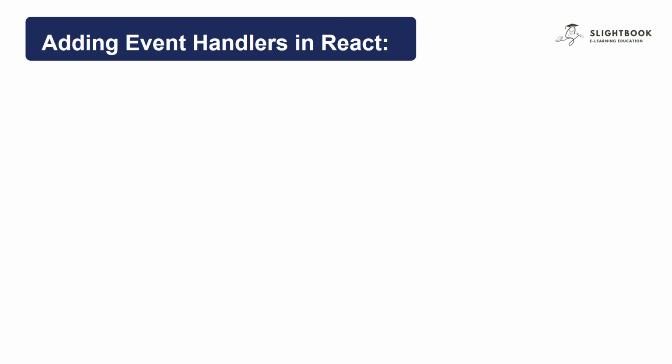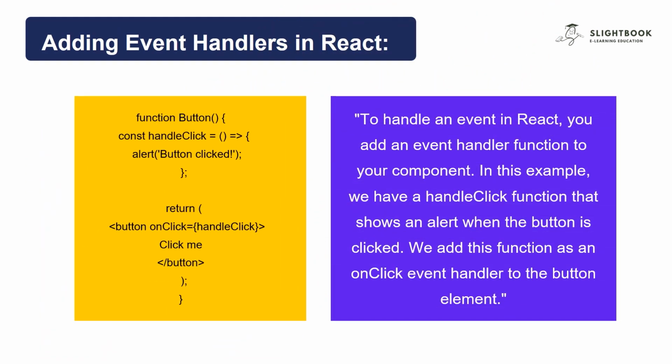Adding event handlers in React. To handle an event in React, you add an event handler function to your component. In this example, we have a handleClick function that shows an alert when the button is clicked. We add this function as an onClick event handler to the button element.